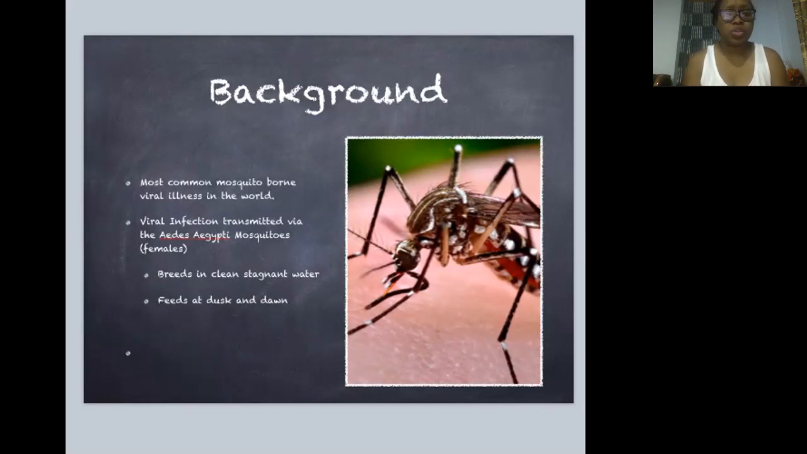These mosquitoes usually feed during the daytime, usually at dusk and dawn, and they breed or multiply in clean, stagnant water, like outside in your flower pots or in a clogged drain or in just a stagnant bucket that you have outside collecting water.